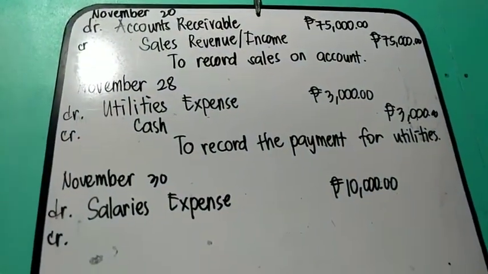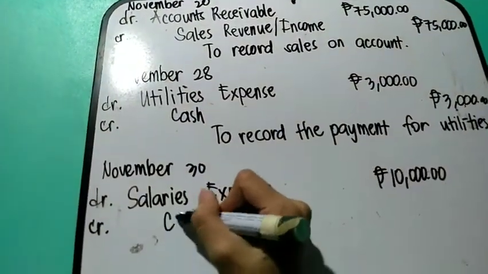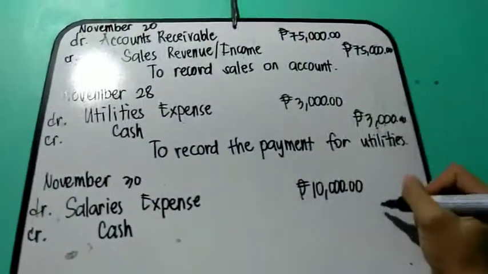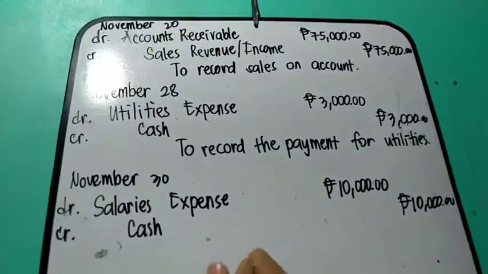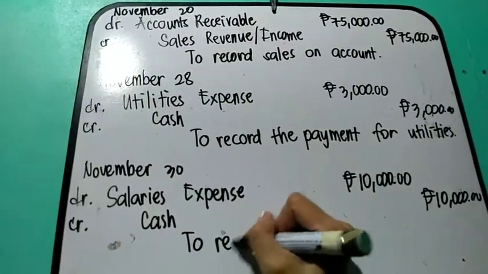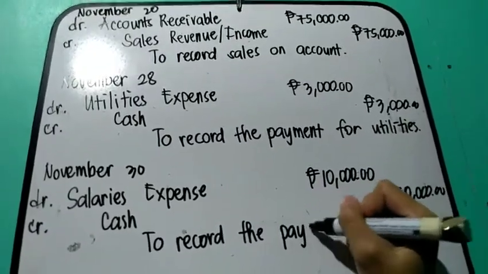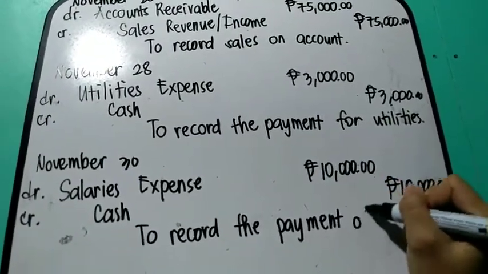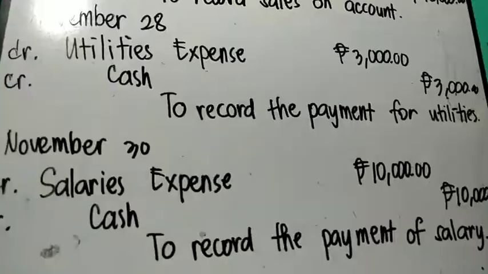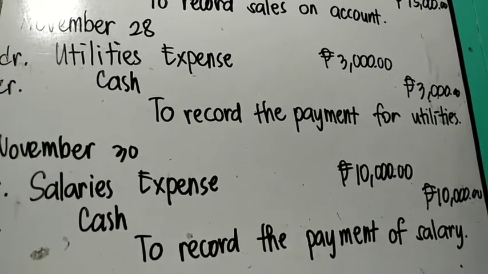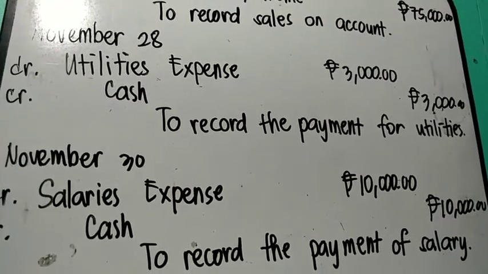And what's your value parted with? Like, what did you give to your technician? Obviously, you paid cash of 10,000 pesos. For the short explanation, to record the payment of salary. Alright, so we already know how to journalize transactions, debit and credit, as well as the short explanation.